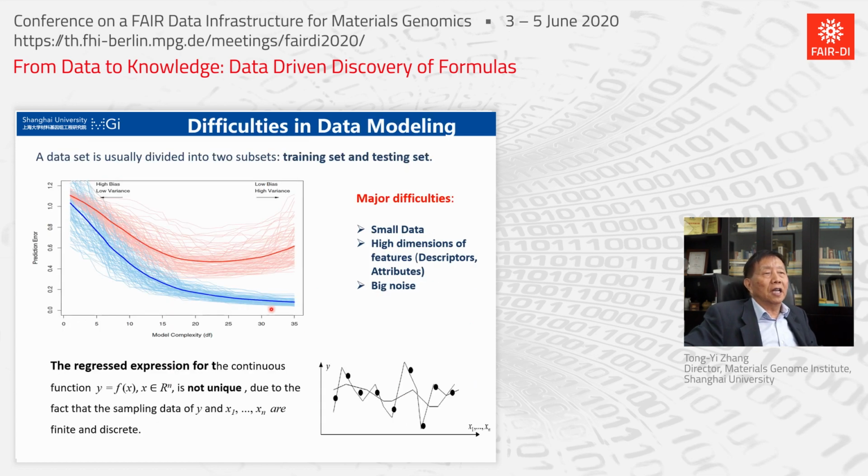So usually a data set is divided into two subsets. Some people say three subsets, but here I just talk about these two: one we call the training set, another we call the testing set. Keep that in mind. Now we are dealing with data. That means if we want to use some formula to fit our data, the solution is not unique. So here is an example.